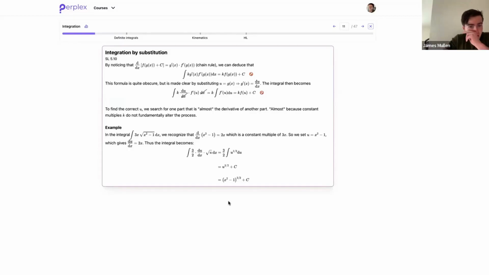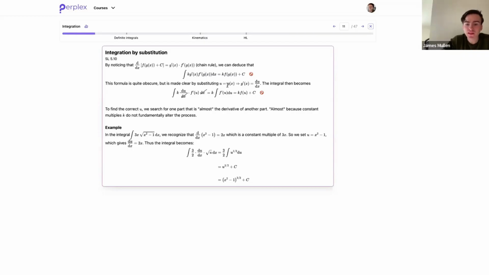So notice that if I compose f of x, f of g of x, with some constant, and I'm adding a constant, which doesn't make a difference, and I take its derivative, according to the chain rule, I'm going to get g prime of x times f prime of g of x. And that means that if I have an integral which is of the form some constant k times g prime of x times f prime of g of x, then I realize that's going to give me k times f of g of x.